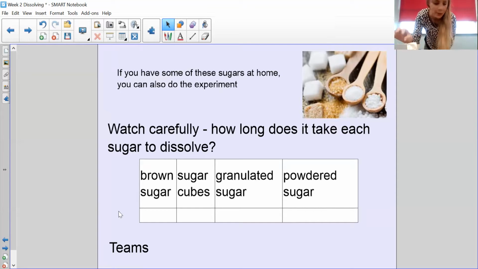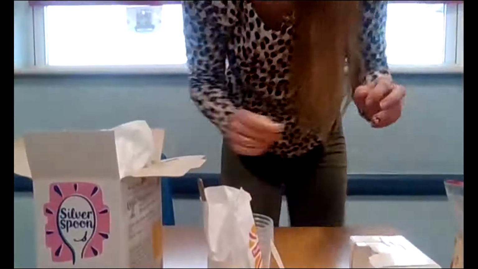Okay, so before we start, have a little think about a prediction. Which one do you think is going to dissolve the quickest? Do you think the powdered sugar, which is very fine sugar, or do you think the cube will go the quickest, or the brown sugar? So have a think before we start. Okay, so I'm going to stop sharing now, and hopefully that'll be nice and big for you to see. Just move that back.